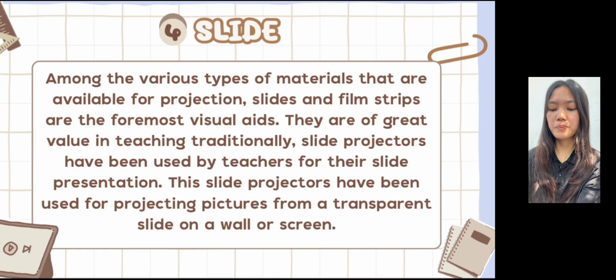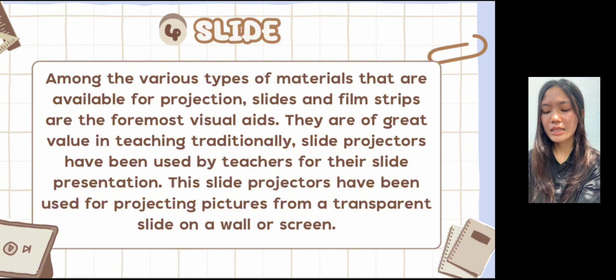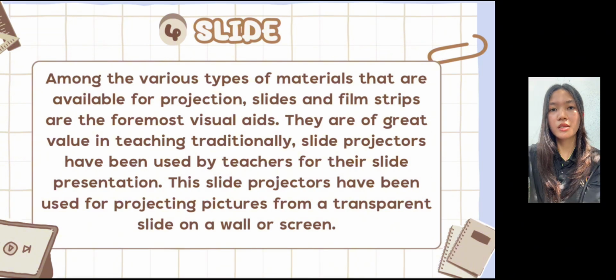Among the various types of materials that are available for projection, slides and film strips are the foremost visual aids. They are of great value in teaching. Traditionally, slide projectors have been used by teachers for their slide presentations. These slide projectors have been used for projecting pictures from a transparent slide on a wall or screen. Slides are one of the most common types of materials used for showing pictures or information to a group. So they are very useful in teaching.